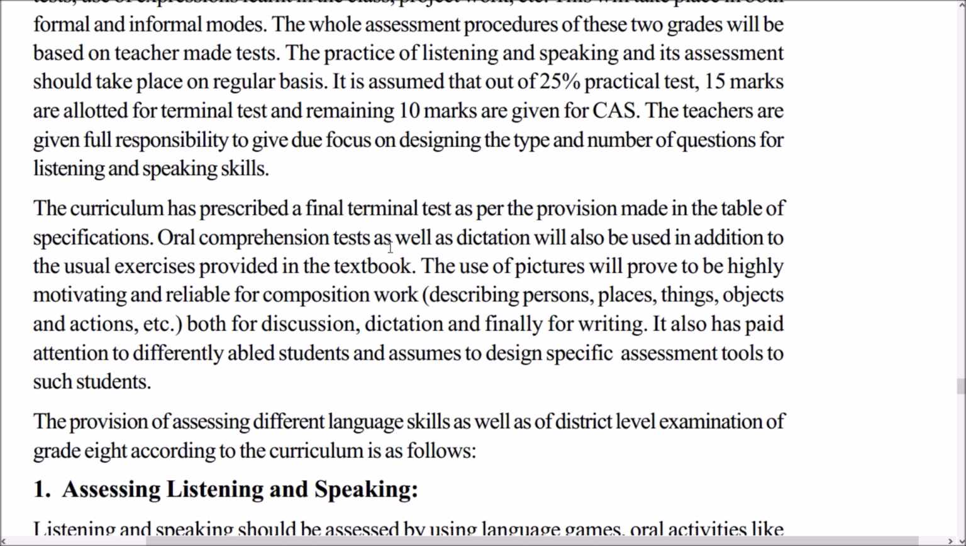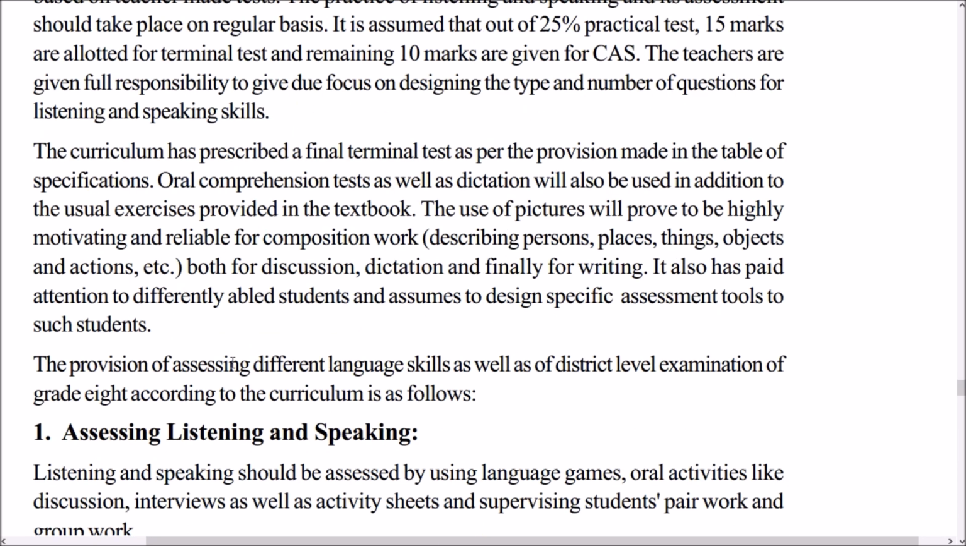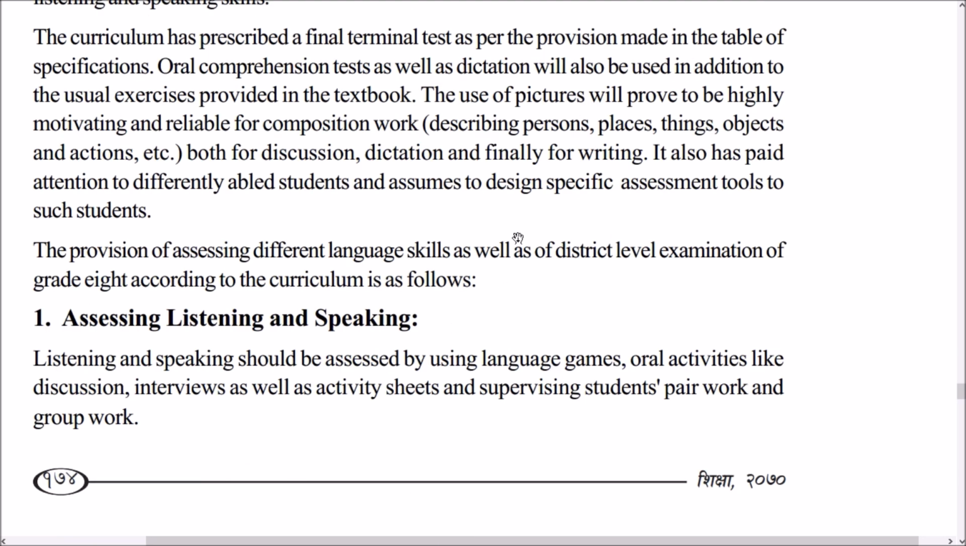Oral examinations, oral comprehension tests, as well as dictation will also be used in addition to the usual exercises provided in the textbook. The use of pictures will prove to be highly motivating and reliable for composition work. It also has paid attention to differently able students and assumes to design specific assessment tools for such students.